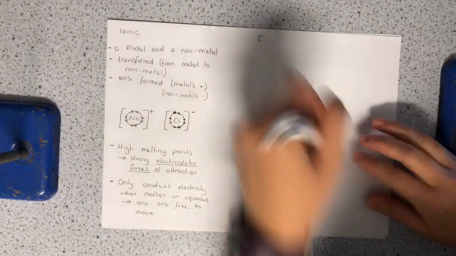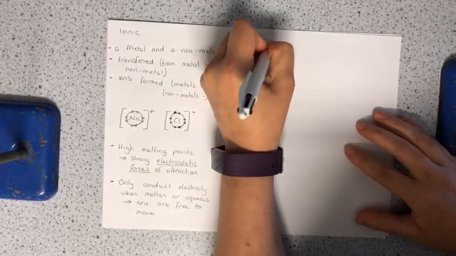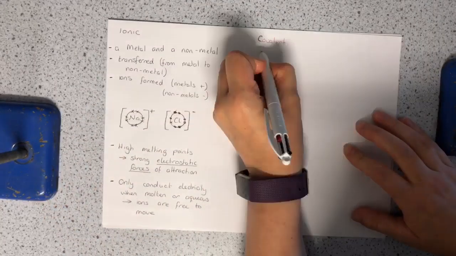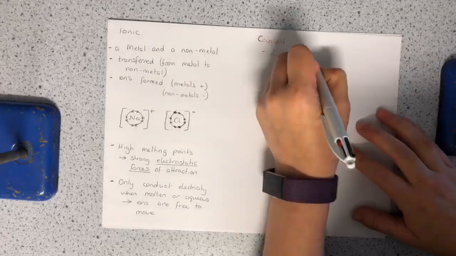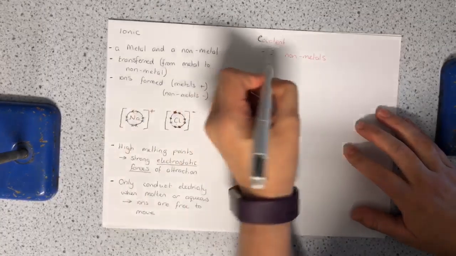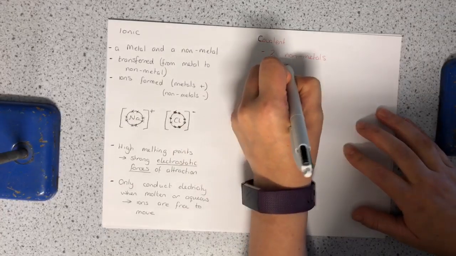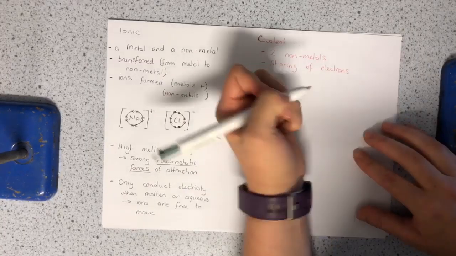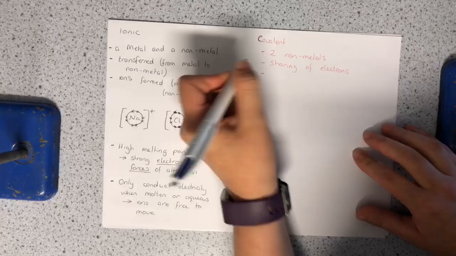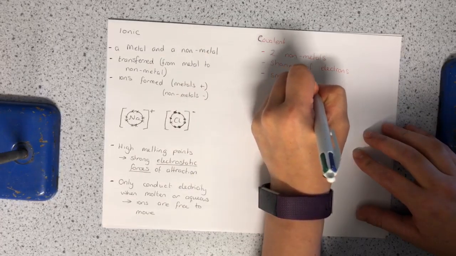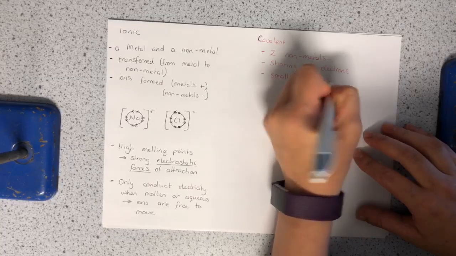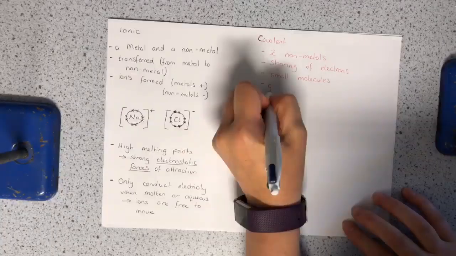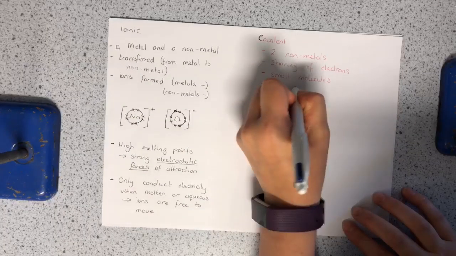Now, the second type of bonding is covalent. So for this one, it's 2 non-metal atoms, or at least 2 non-metal atoms, and we have got the sharing of electrons. And these ones, they can form small molecules. So things like methane, oxygen, ammonia, or we've got giant structures, which I'll come on to in a little bit.